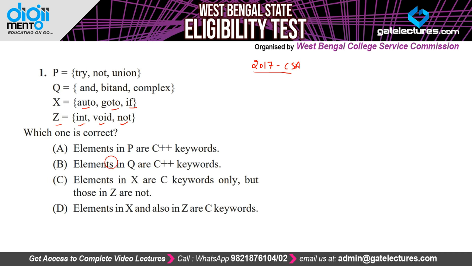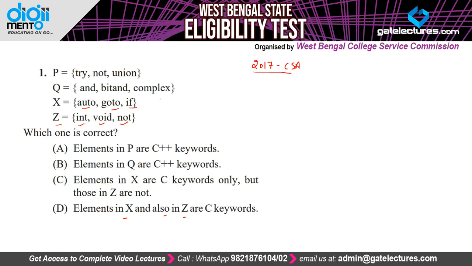Number 1, elements in P are C++ keywords; elements in Q are C++ keywords; elements in X are C keywords only but those in Z are not; and elements in X and also Z are C keywords. So they are asking which of the following sets actually contains keywords from the C language.